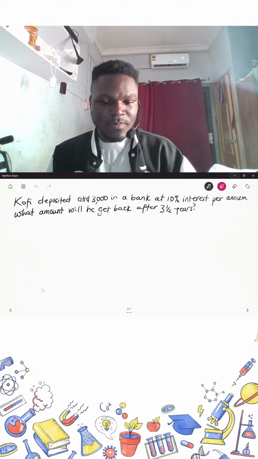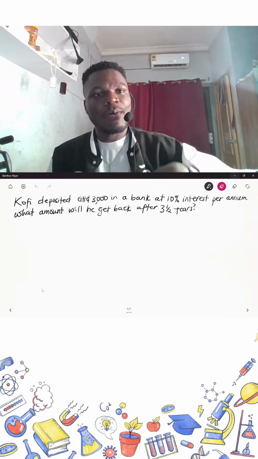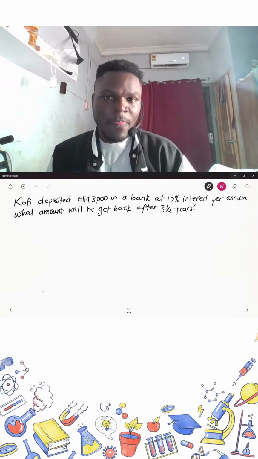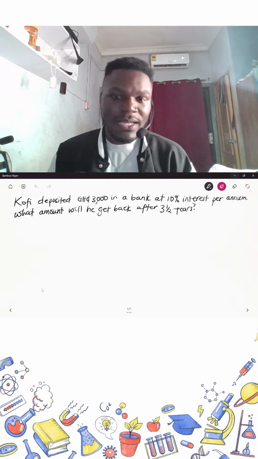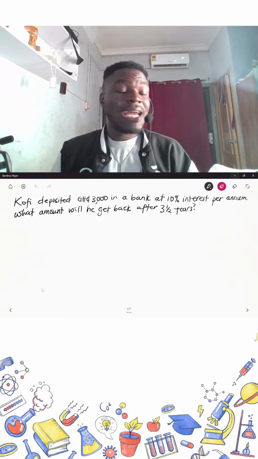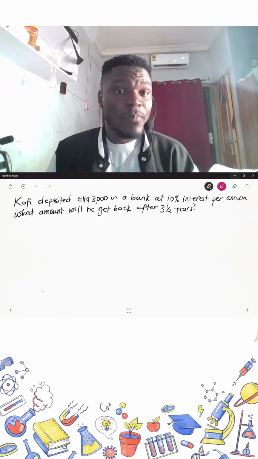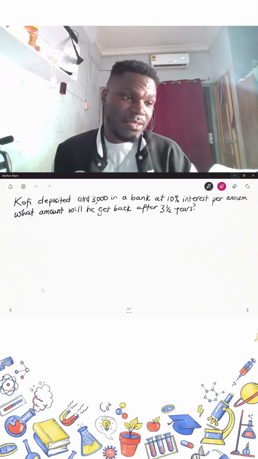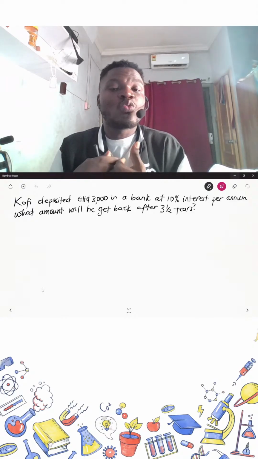So this is not about borrowing. This is about Kofi depositing some amount of money at the bank, and then he came to an agreement with the bank that this amount of money that I'm depositing here will generate an interest of 10% per annum. Okay, so he's going to leave it there for 3.5 years. So what amount will Kofi get back?